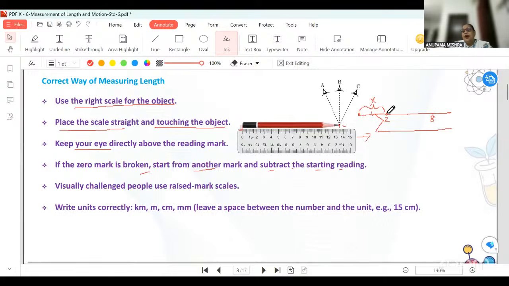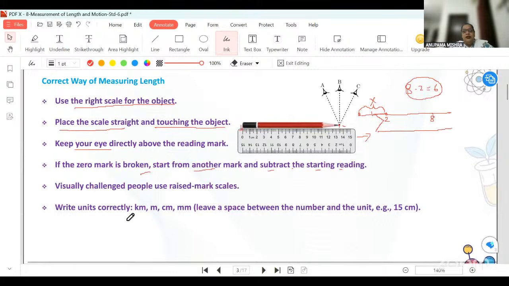So after you put this at 2 to 8, you have to do 8 minus 2, which is 6 centimeters. You have to subtract it. For visually challenged people, they have raised-mark scales.